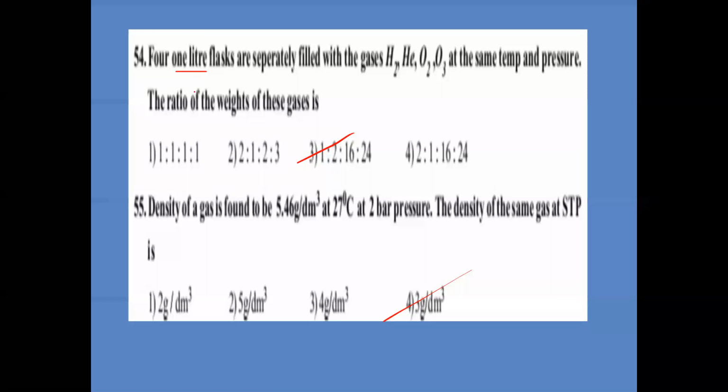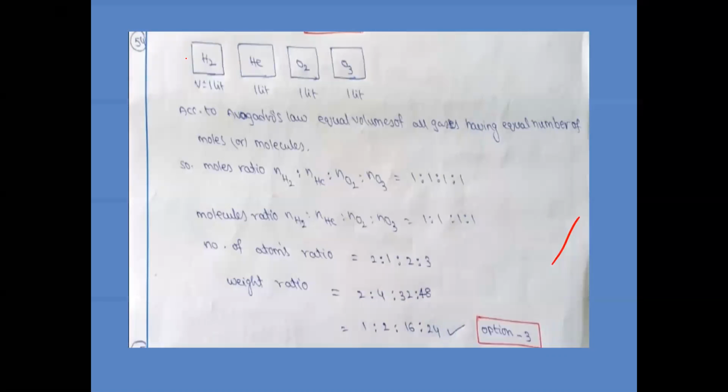So the ratio of the weights of these gases is what? They asked the ratio of weights. Weights means what? No, masses. Okay, 4 gases taken here. All volumes are same here. So now number of moles given what here?